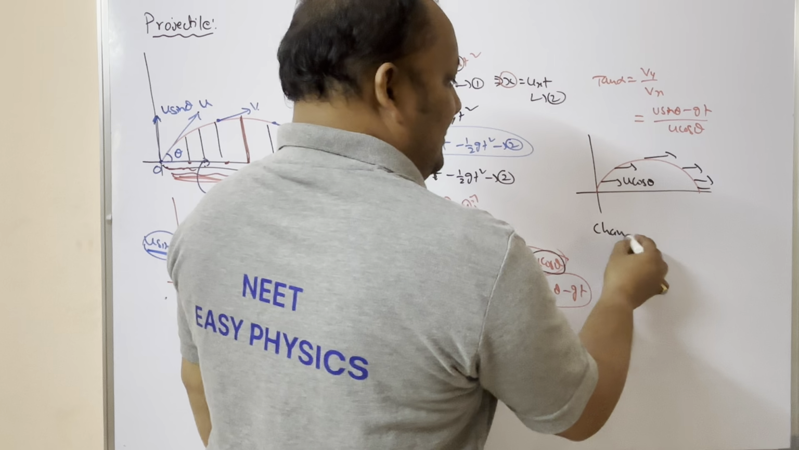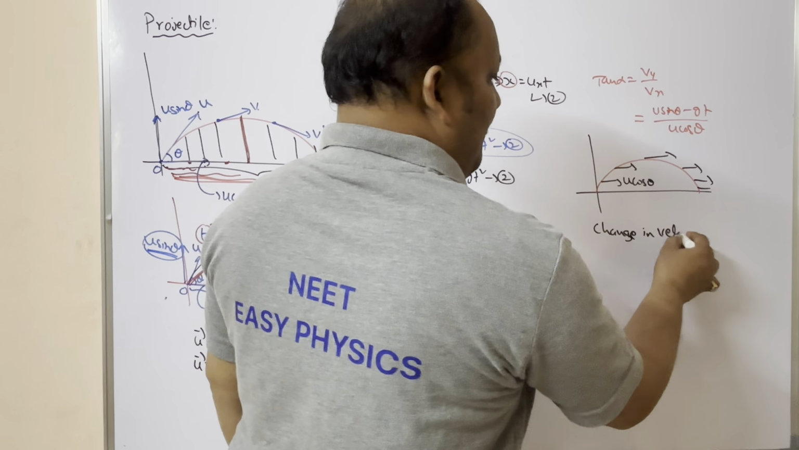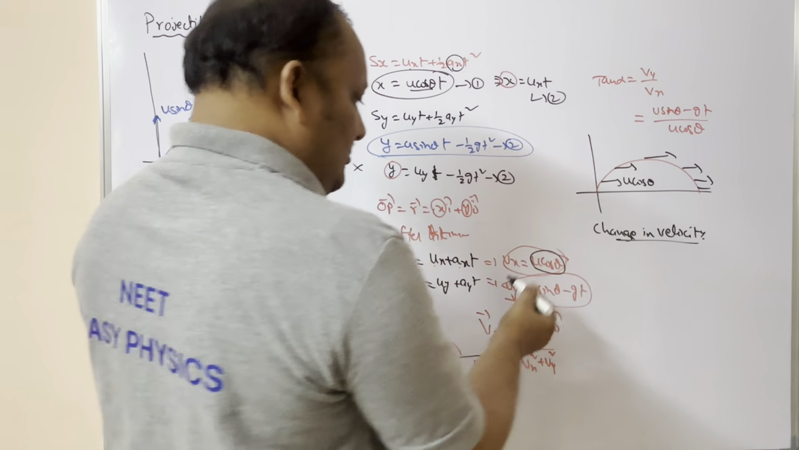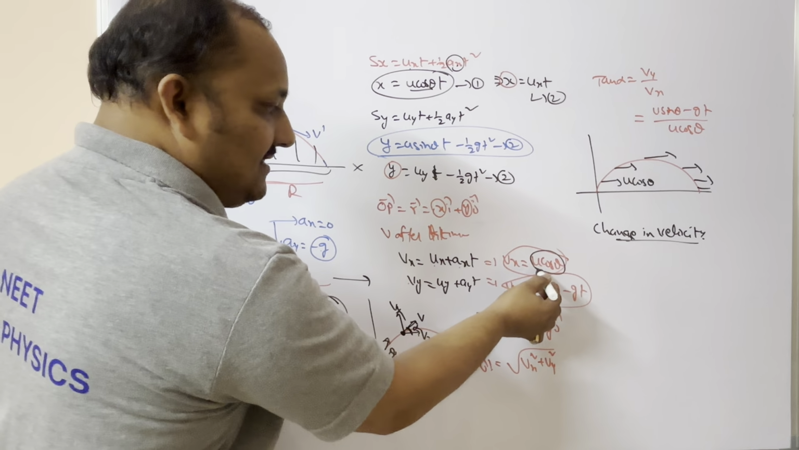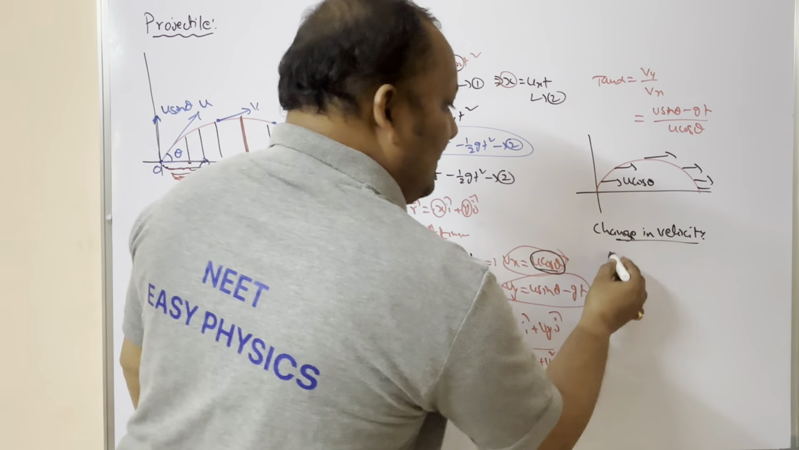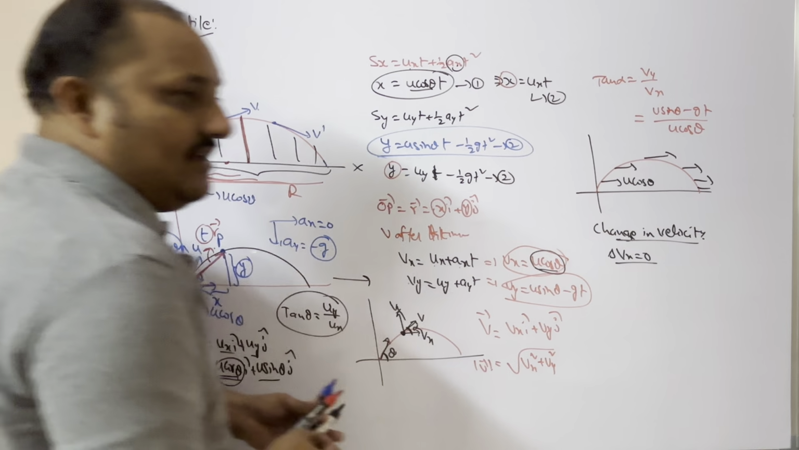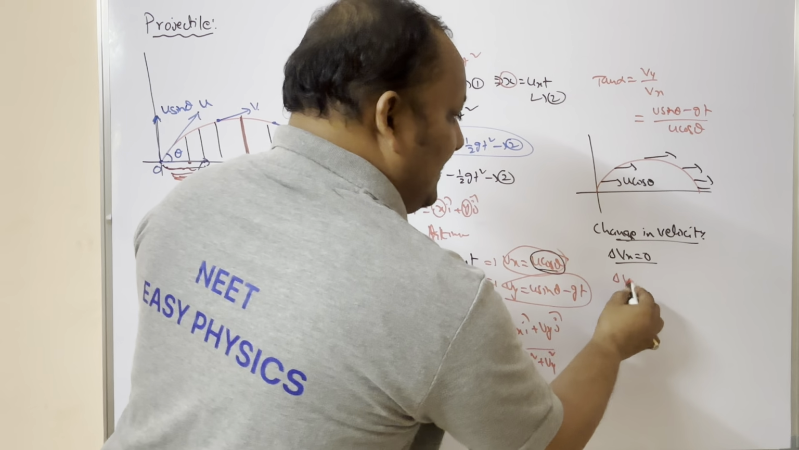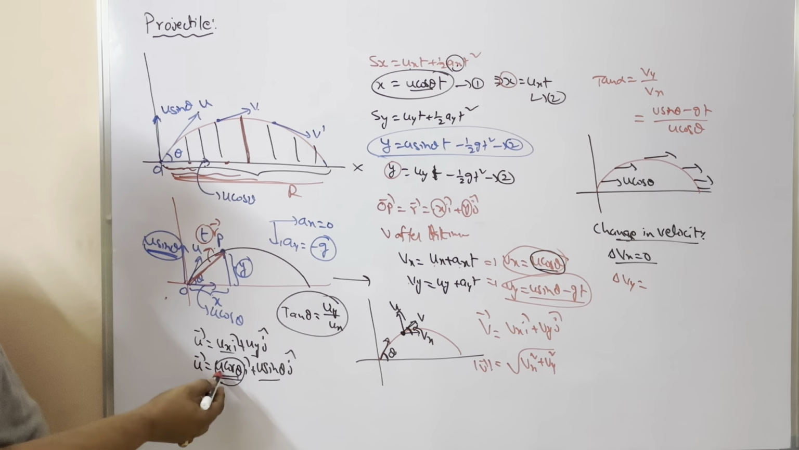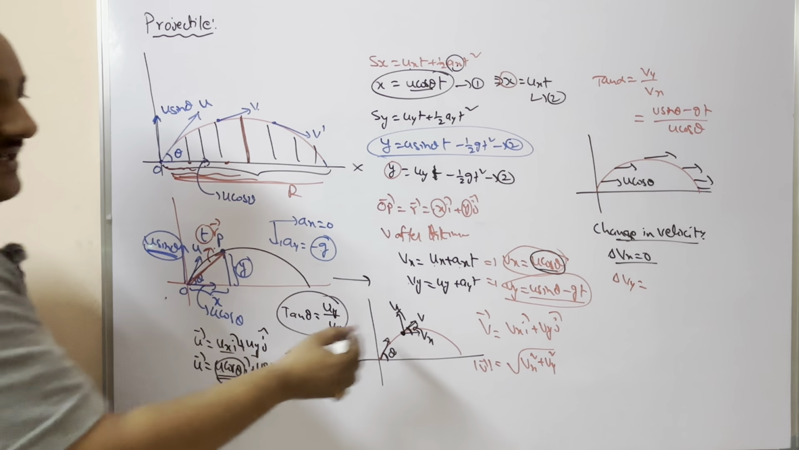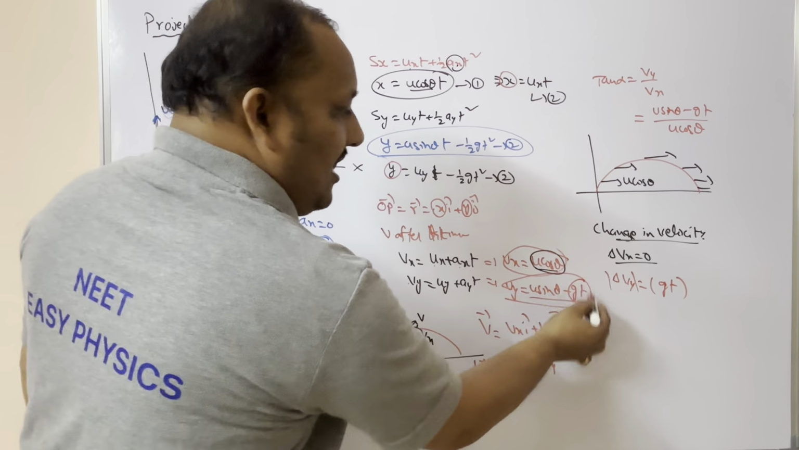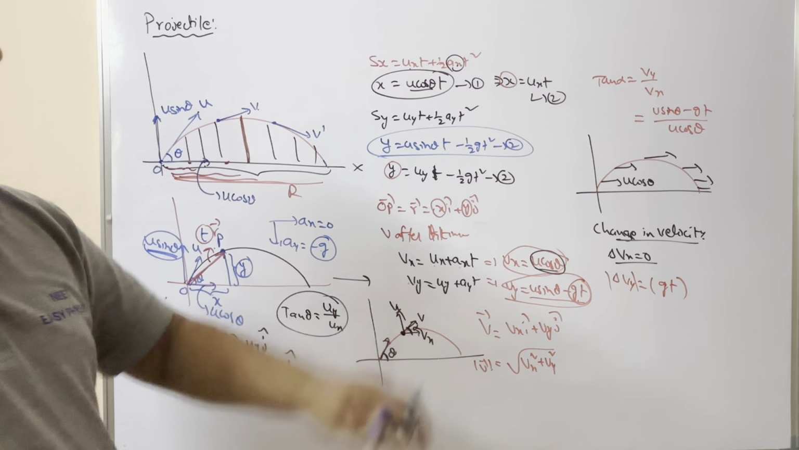Next, what is the change in velocity? Change in velocity after t time along the x-axis, along the y-axis. What is the final velocity after t time? u cos theta. Initial velocity u cos theta. Therefore, change in velocity along the x-axis is 0. Now, what is the change in velocity along the y-axis? Delta Vy. What is the final velocity after t time? u sin theta minus gt. Initial velocity u sin theta. Therefore, change in velocity magnitude is going to be gt. After t time, they are going to ask what is the change in velocity.